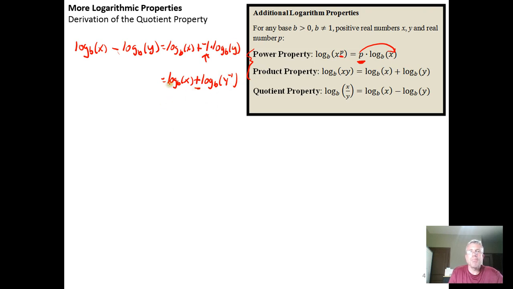And now I have the sum of two logarithms that have the same base. And because I have the sum of two logarithms with the same base, I can combine the inputs to those logarithms as a product. So this equals log base b of x times y to the -1. And this is the same as log base b. If I want to write it without the negative exponent, I lever that y down into the denominator position using exponent properties. And that establishes the quotient property that we see here.